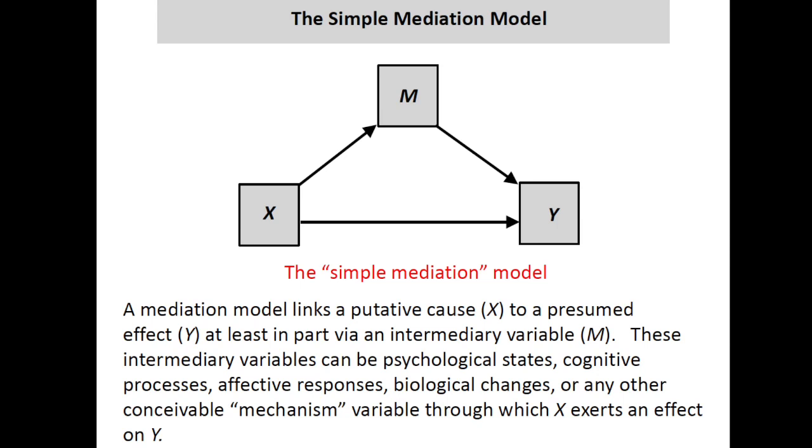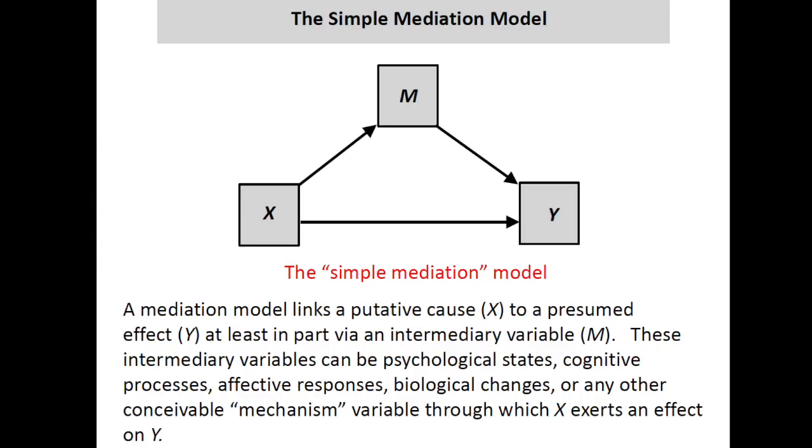Now those intermediary variables, or what are sometimes called mediators, could be anything. It could be a psychological state of some kind. It could be some kind of a cognitive process. It could be a biological response to something. It could be emotional. It could be anything. It's the thing that we conceive of as the mechanism through which X is influencing Y. In effect, it's an attempt to answer the how question. How is X influencing Y? Well, it's occurring through this mechanism. This mechanism being what we call an indirect pathway from X to Y.